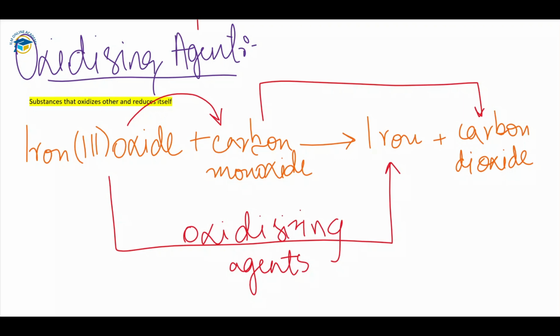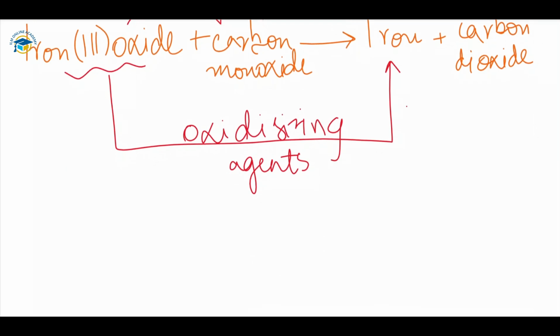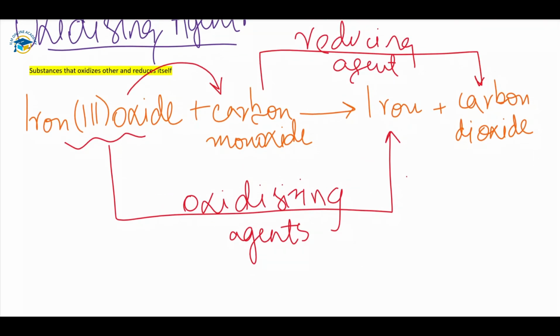These are the substances that oxidize another substance and reduce themselves. Iron oxide is converted into iron metal; oxygen is removed, so it is itself reduced, and it helps to oxidize the other, like carbon monoxide. So the reducing agent here is carbon monoxide, because oxygen is getting into the carbon monoxide. The substances that reduce others during a chemical reaction and are themselves oxidized are known as reducing agents.